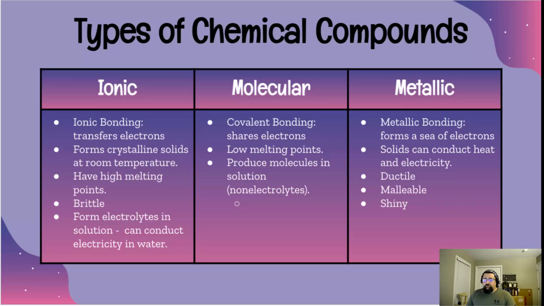Okay, now there were three different types of chemical compounds that we can have some properties for, and that's ionic, molecular, which is covalent, and metallic. And so with our ionic bonding, we know it's going to transfer those electrons. We know that it forms those crystalline solids. It has a high melting point. It is, in fact, brittle, right? Those will crack. They will break. They will not bend. And when they're in solution, the ones that do dissolve will form an electrolyte, will conduct electricity in solution. All right, so those are our ionic bonds.